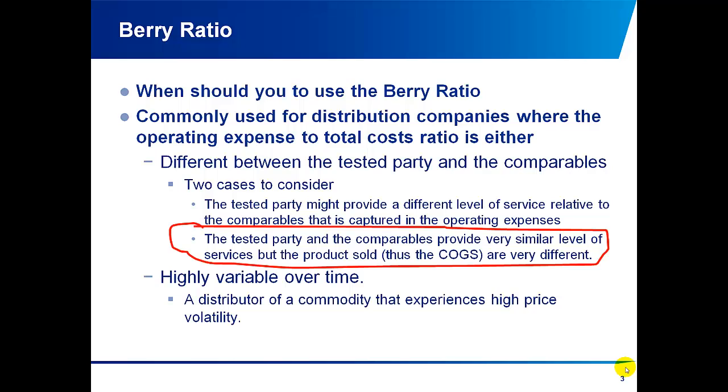In this case, the difference between the tested party and the comparables is that they are providing a very similar level of service, but that the product being sold, and thus the COGS in their P&L, is very different. And that's going to affect how we would measure many profit level indicators, but it will have much less impact on the Berry ratio.